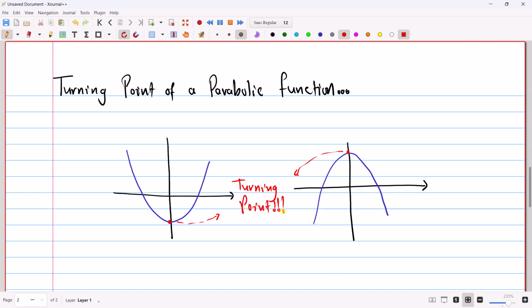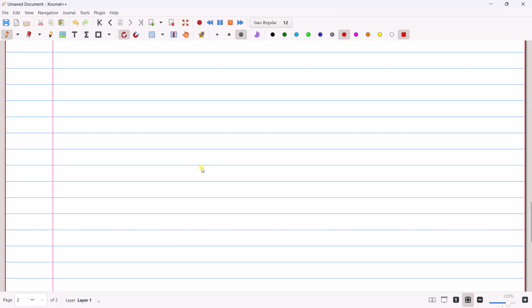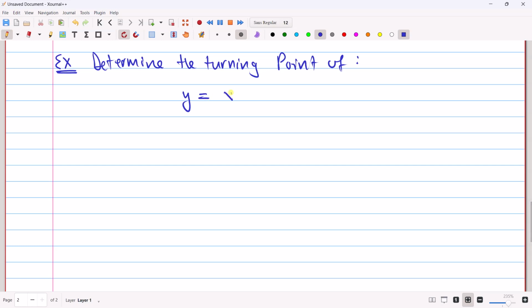So the first example that we're going to look at goes as follows. You are given: determine the turning point of y equals x squared minus 4x plus 7. You can be given something like that. And then the question goes on to say, can you find the coordinates of the turning point of this function? So how do we go about finding the turning point?